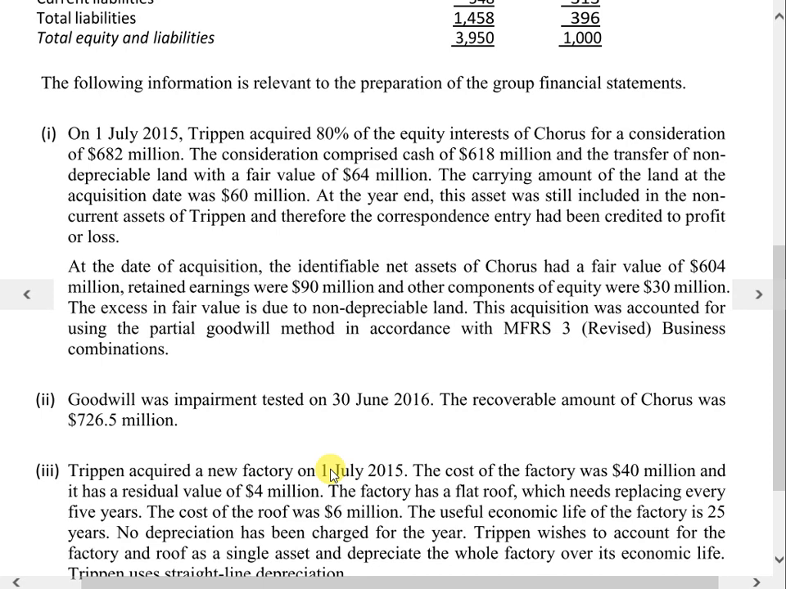At the end of the year, this asset was still included in the non-current asset of Triple. Therefore, the corresponding entry has been credited to the profit and loss. Okay? What is this? Understand?